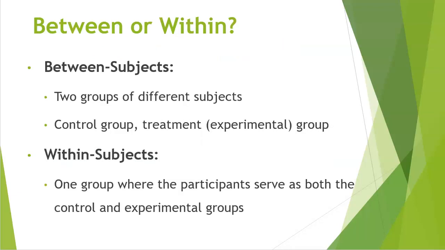So a between subject design means you have two groups of different subjects, a control group and an experimental group. Sometimes we'll call them a treatment group because they get treated with the manipulation. Now, opposite of a between subjects group, we have a within subjects group. And that's where you only have one group of participants or subjects, but they act as their own control group and their own experimental group.